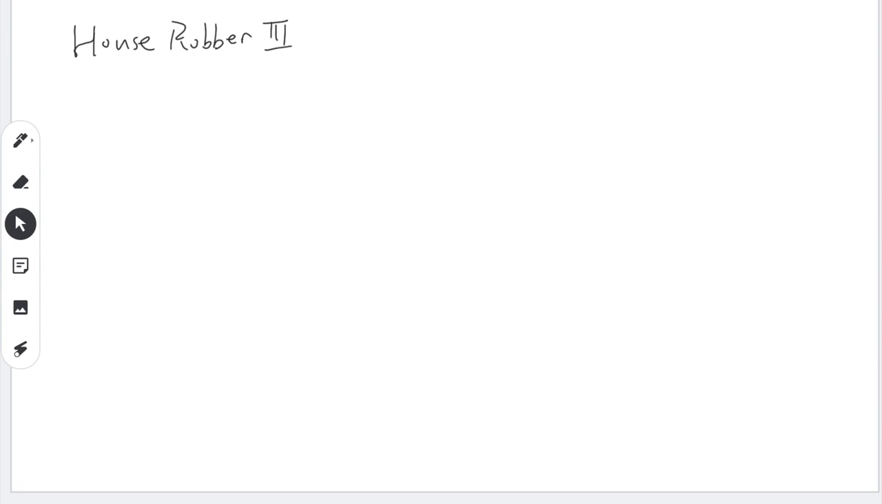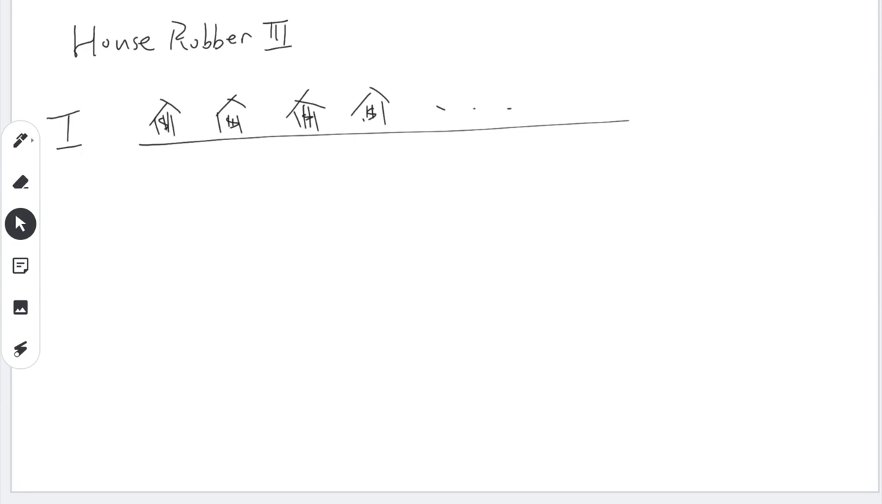House Robber 3 is again a slight modification from House Robber 1, where we remember that we have houses on a straight street, and we use an integer to represent how much money is in each house. And the goal is to rob as much money as possible without robbing houses that are next to each other. However, in House Robber 3, the houses are no longer in the formation of a straight line. Instead, it forms a binary tree.